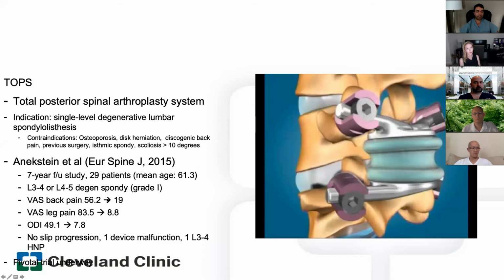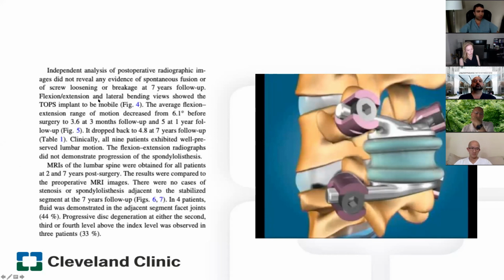It went from 56 to 19, 83 to 8, okay? And their ODI went from 49 to 8. So that is pretty good. Okay. And there was no slip progression. There was one device malfunction, and there was one who developed a herniated disc at L3-4.